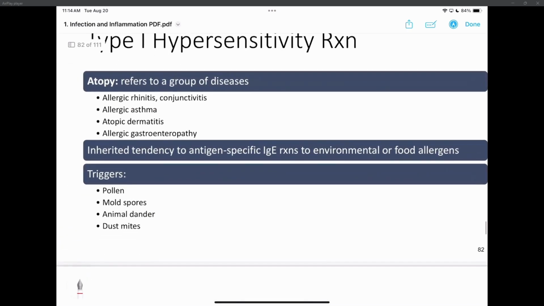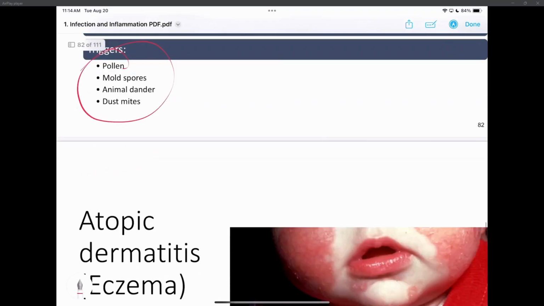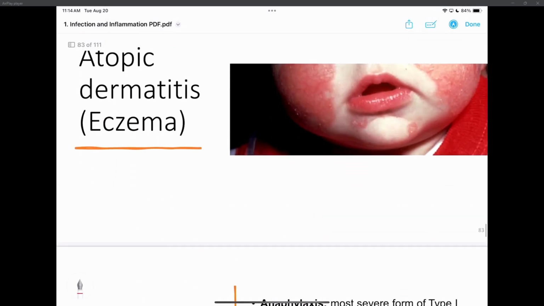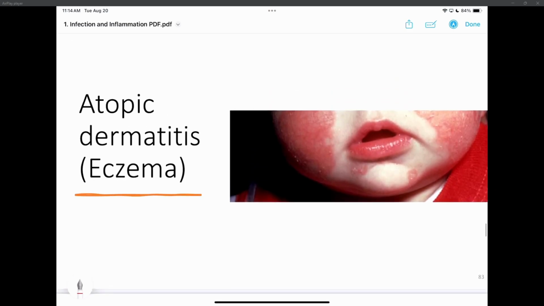So atopy is a group of diseases: allergic rhinitis, asthma, dermatitis, and gastroenteropathy. Again, your triggers: pollen, mold spores, animal dander, dust mites. So this is what atopy is, or atopic dermatitis. How is this in a baby?